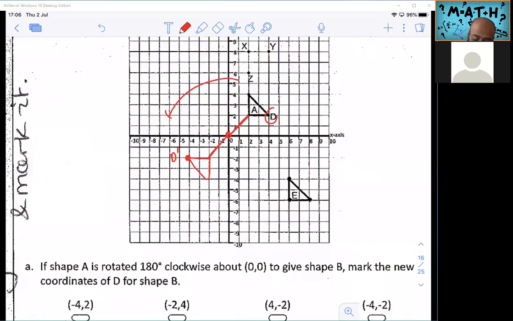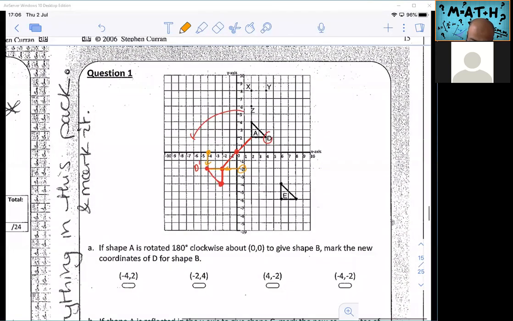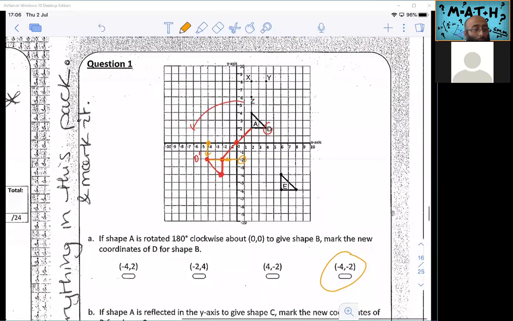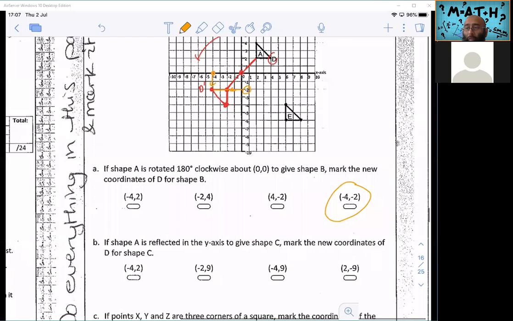So if you want to work out the coordinates of D dash, so that's what the shape will be. Okay. So D dash would be -4 and -2. Okay. So that's the coordinate of the D, this new position after it's been turned around. It'll be -4 and -2. So the answer for number 1A is the last option. Okay, read the next question, please, Mani.